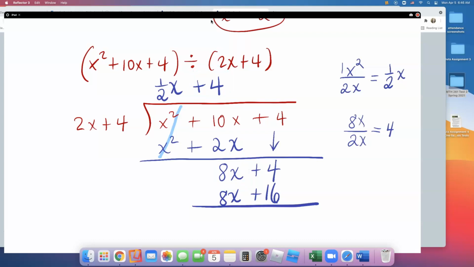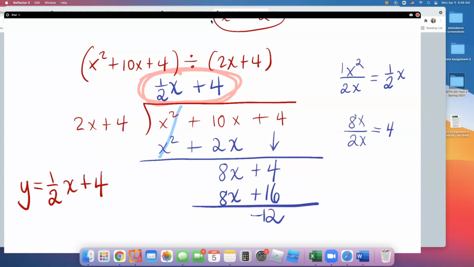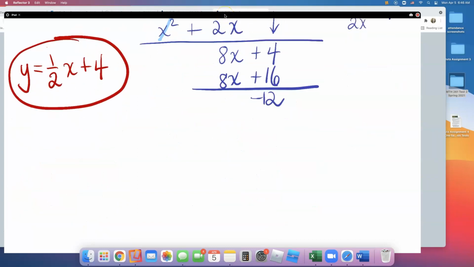Oh, what is this going to be? 4 minus 16. Is that going to be negative 12? Yep, negative 12. But when you are doing the slant asymptote, the answer is just going to be the quotient. So this is what we want to graph. We want to graph y equals half x plus 4. And I have a strong feeling that you are okay with this. You know how to find the slant asymptote. It's just a matter of graphing it then, huh? Okay, let's go ahead and graph half x plus 4.